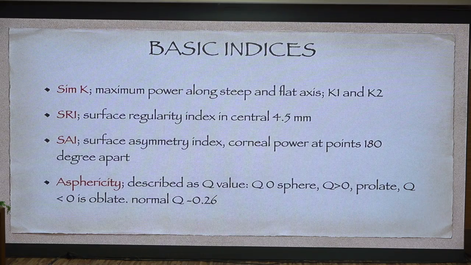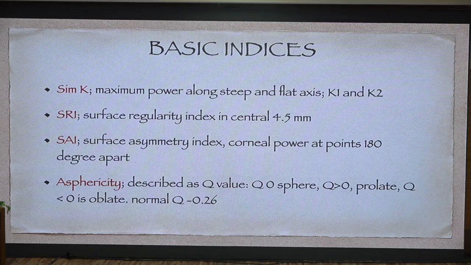Then SAI, which is the surface asymmetry index. Basically it looks at the power of the cornea above and below, meaning 180 degrees away. So you can see, like in keratoconus, the lower part may have more power than the upper part. Normally the difference may be just 0.5 diopters, but if you are seeing a higher difference between the upper and the lower part, it means the patient has some abnormal elevations.